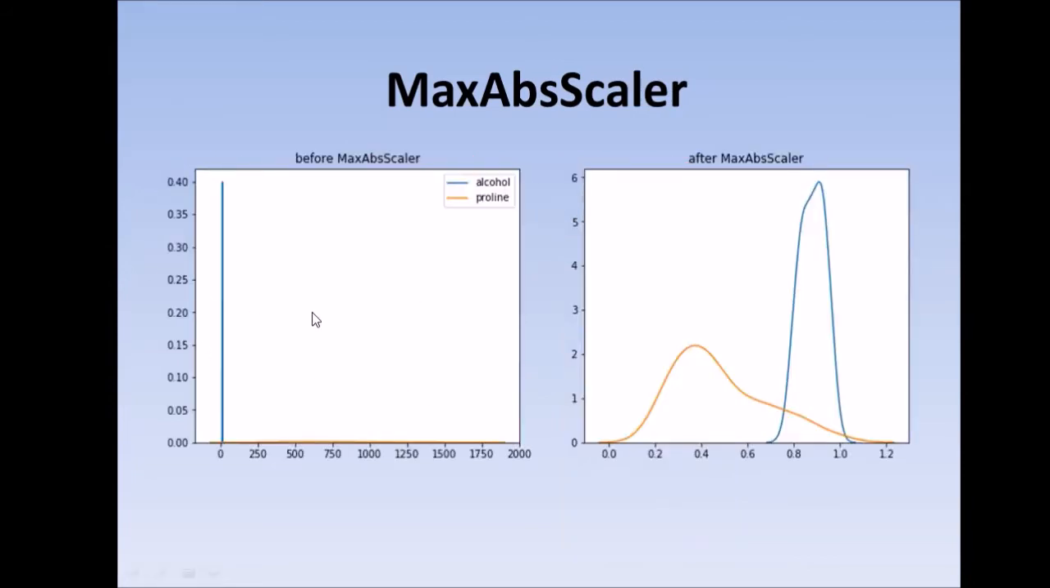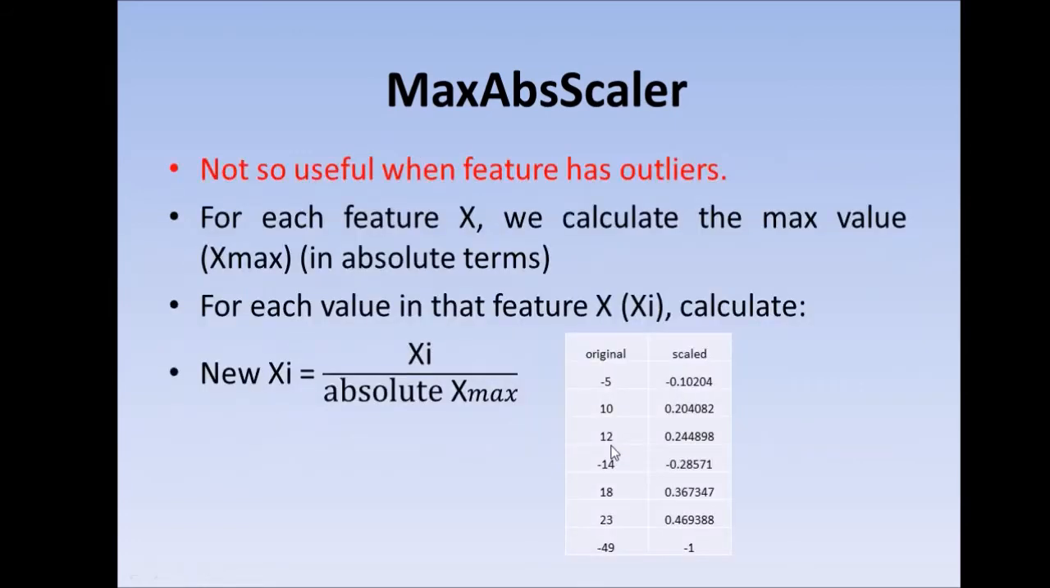This is the same data before scaling, and after scaling we see the minimum value. If you just think about it, the minimum and maximum values for MaxAbs Scaler will always be between minus 1 and 1, because you see the minimum value is minus 1. We can't go beyond minus 1 because we are simply dividing by the maximum value, which is 49.